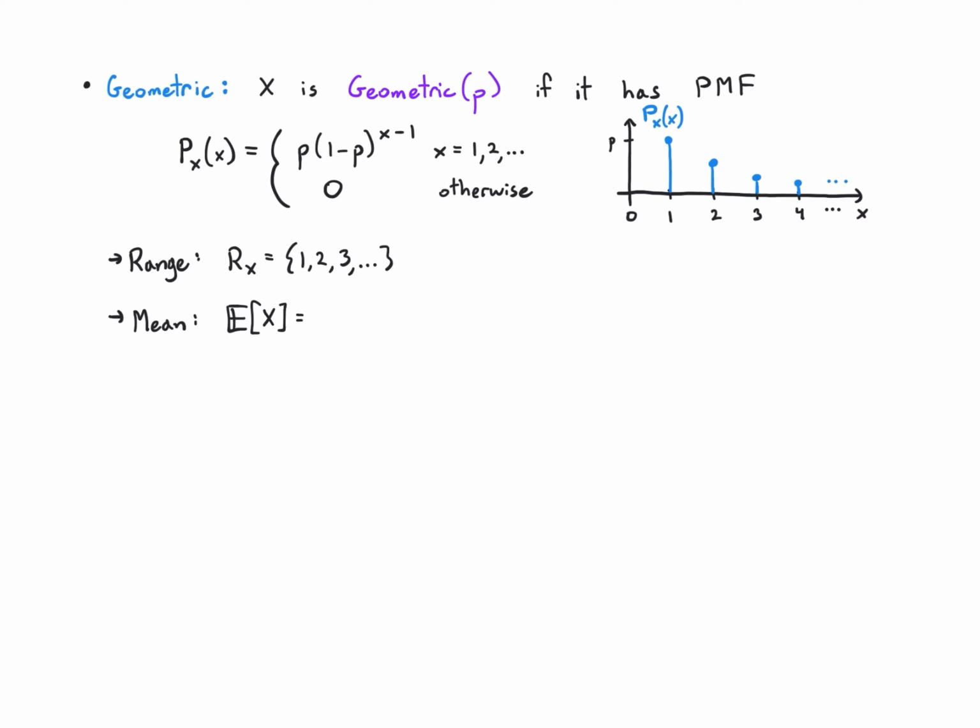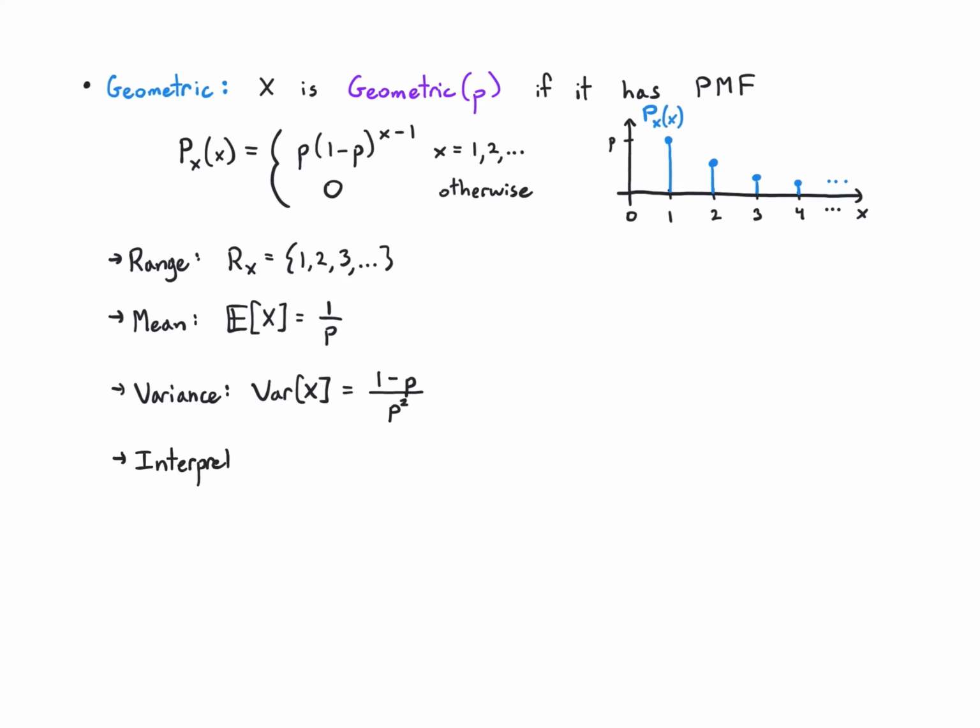The mean turns out to be 1 over P. Okay, and that actually requires a little bit of work to show. We're not going to do that here. You can just take for granted whenever you need it that the mean is 1 over P. The variance similarly is going to be 1 minus P over P squared. A little bit of work and just working with an infinite series to figure that out. You don't need to do that.